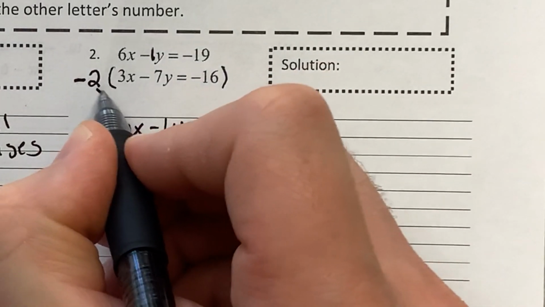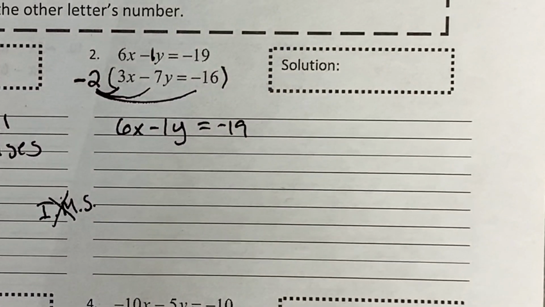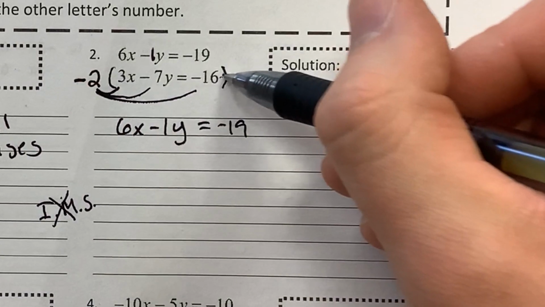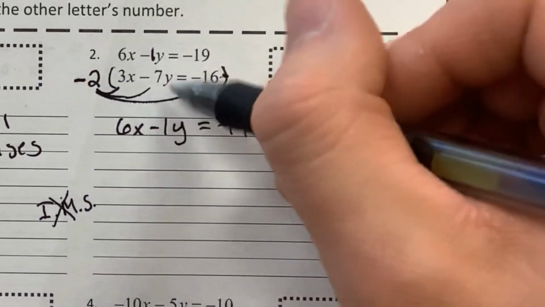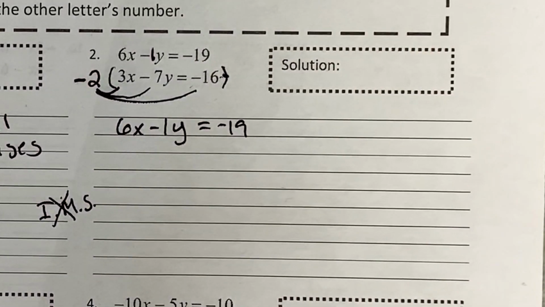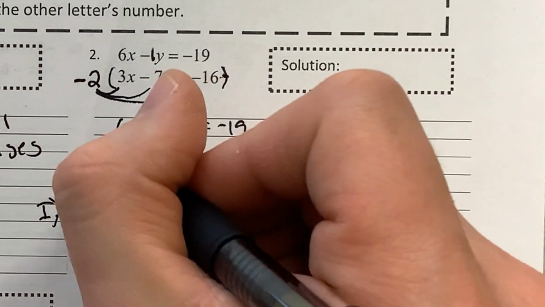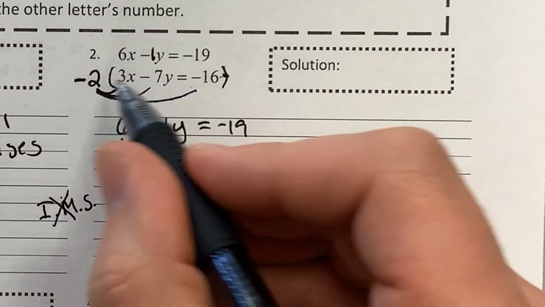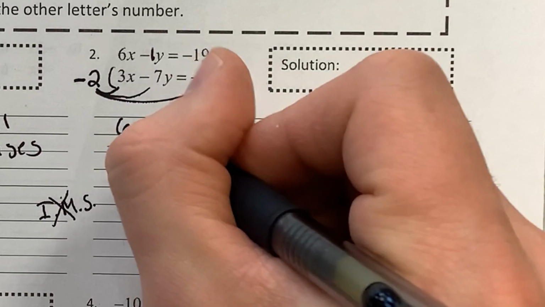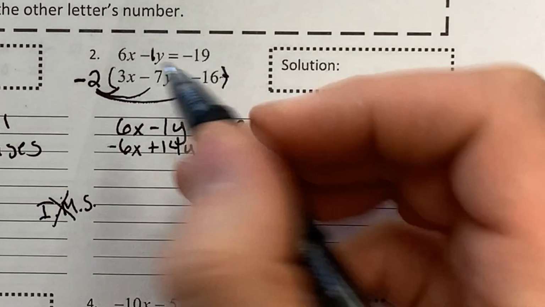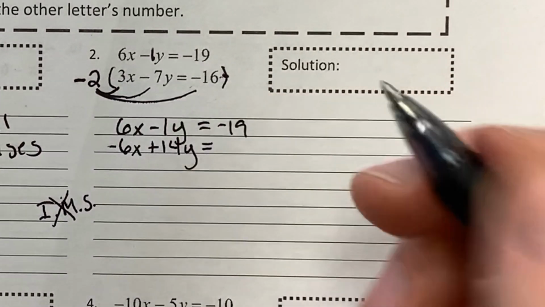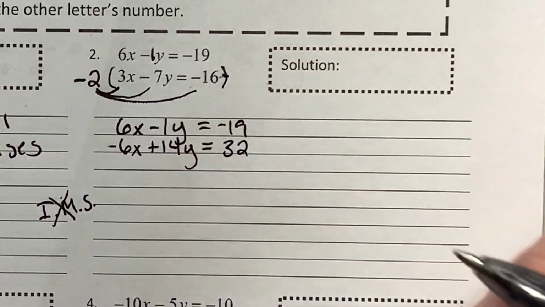For the bottom, I'm going to take this negative 2 and multiply it by everything. Everyone always forgets this last number sometimes. Make sure you multiply by everything in this bottom equation, or whatever equation you choose. Negative 2 times 3x is negative 6x. Negative 2 times a negative 7 is a positive 14y equals negative 2 times a negative 16, which is a positive 32.